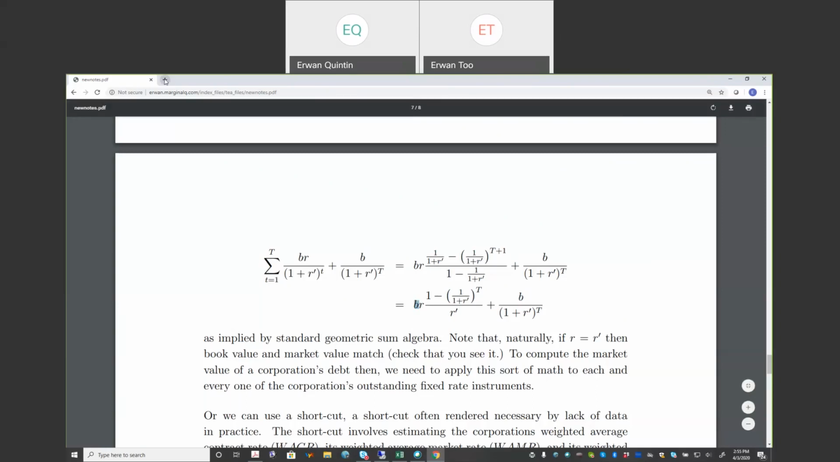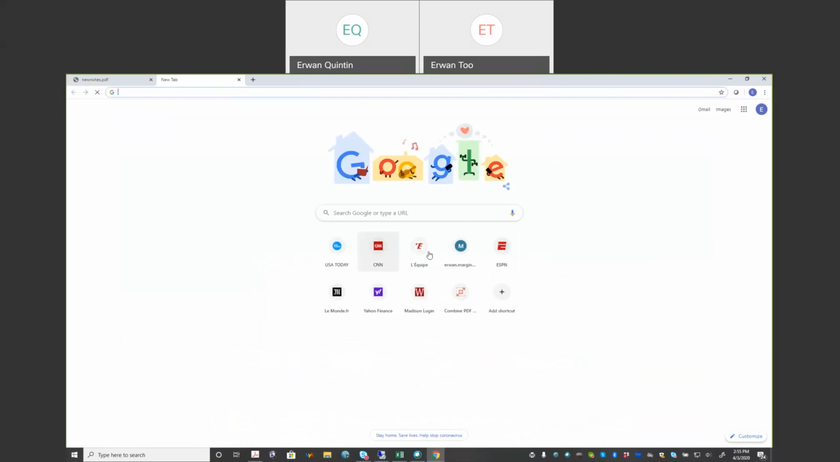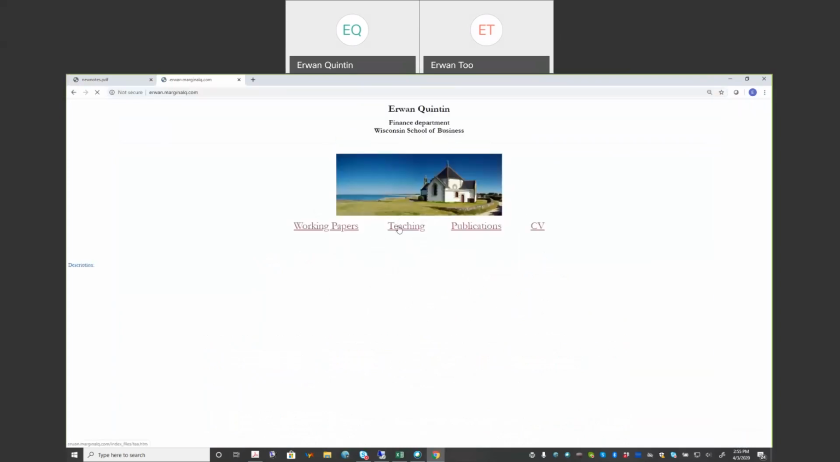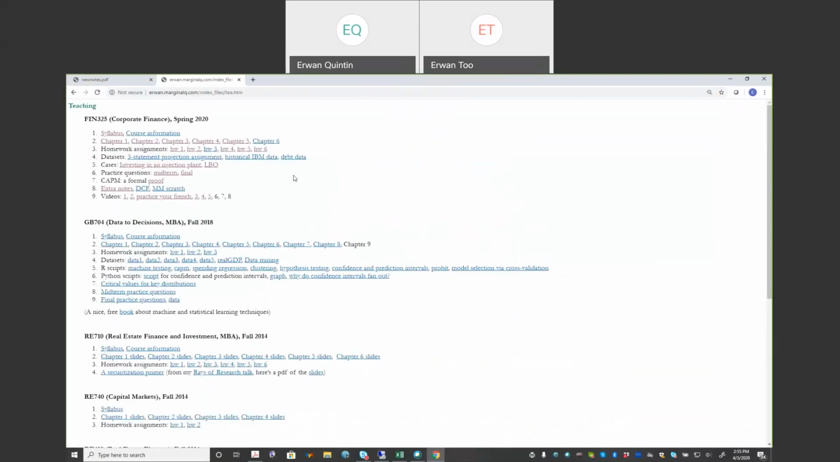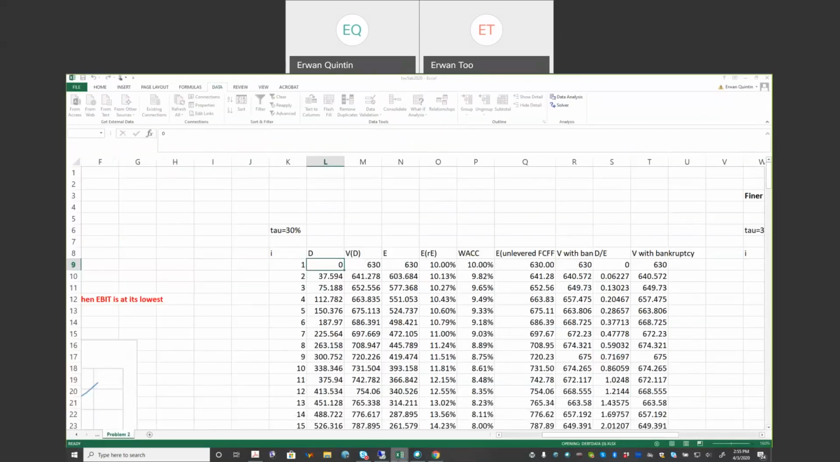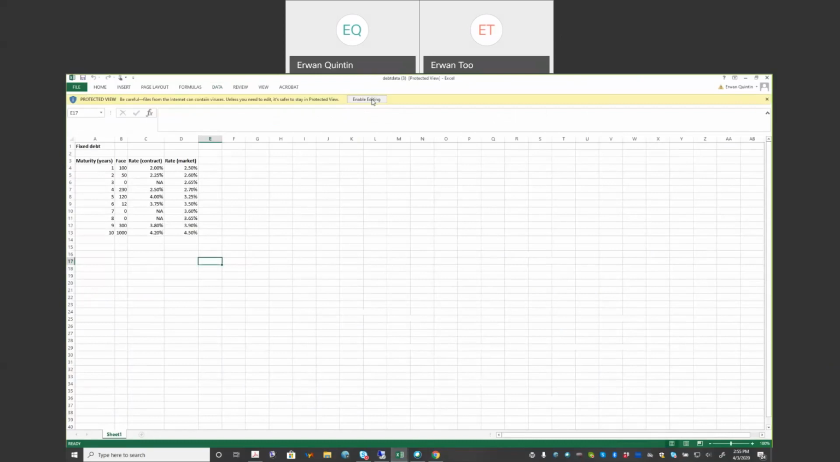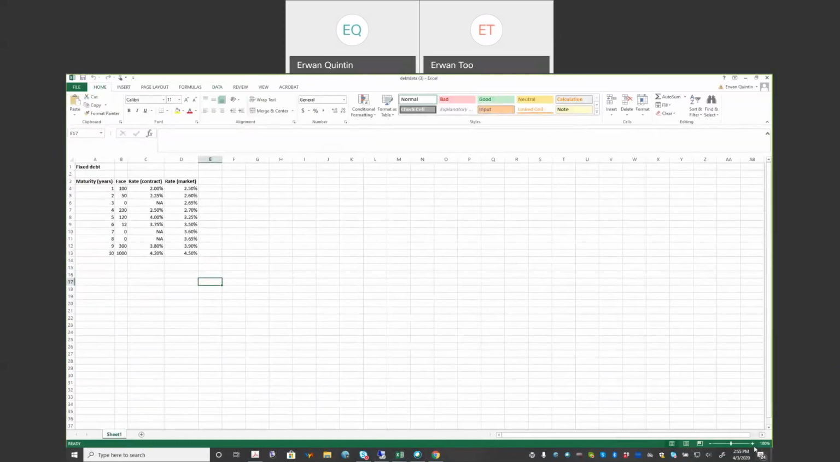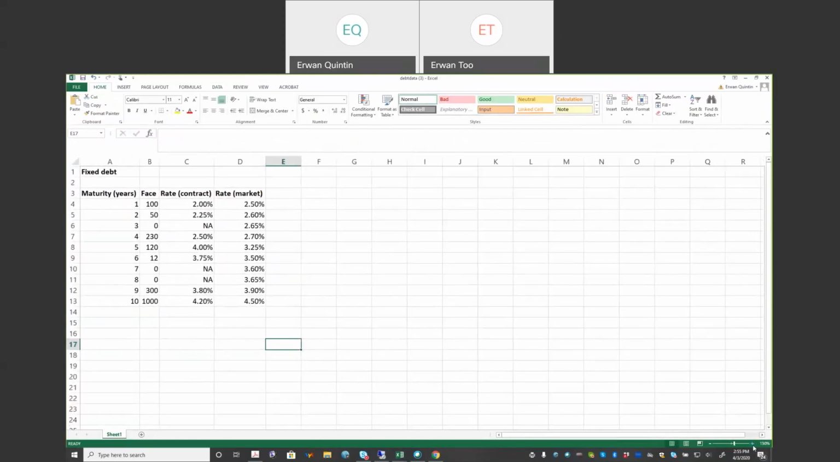And for this, I'm going to go once again to my web page, and I'm going to download some debt data. So this is under teaching. This is called debt data. It's an Excel file that you want to open, just like I'm doing here. And oh, there it is. I thought I had lost it there for a moment. I'm going to enable editing. I'm going to make it nice and big.